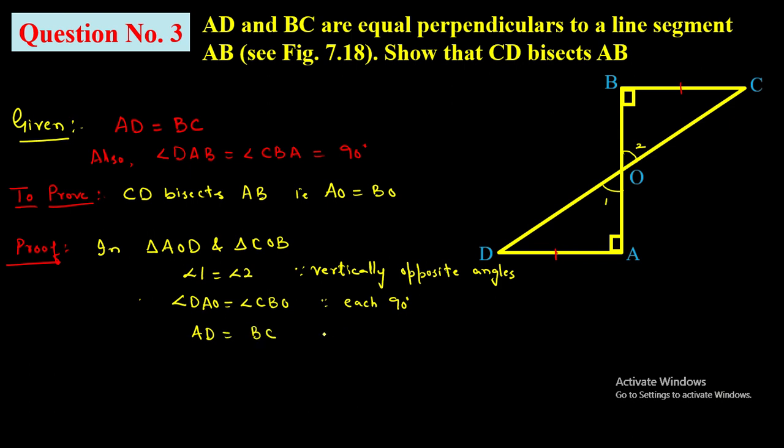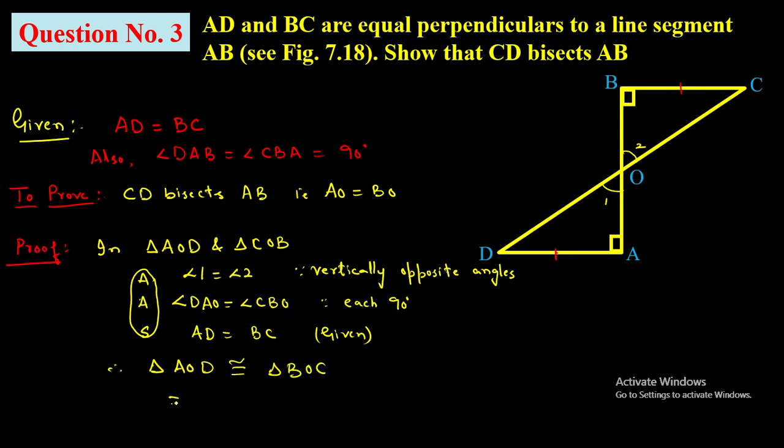So we got here by angle side angle criteria that the two triangles are congruent. Therefore, triangle AOD is congruent to triangle COB. AOD is congruent to triangle BOC.